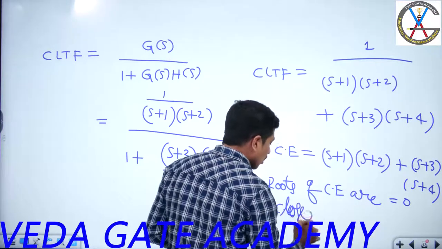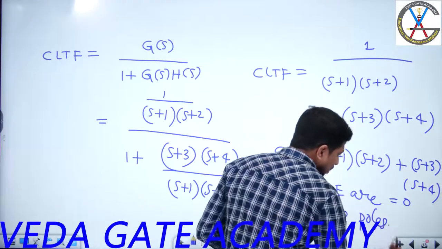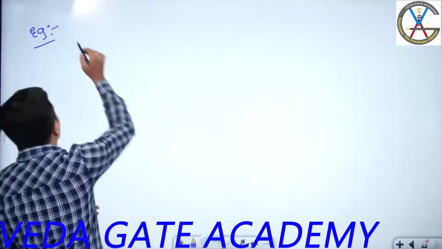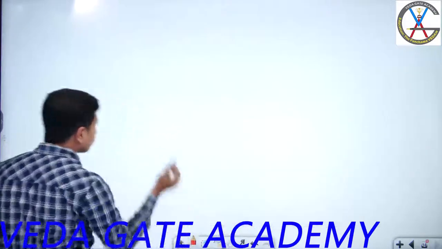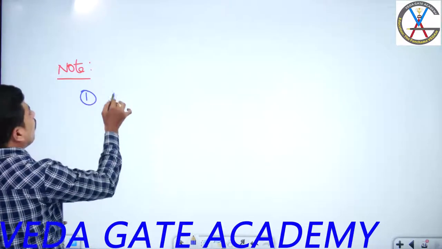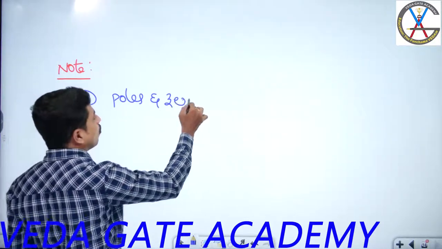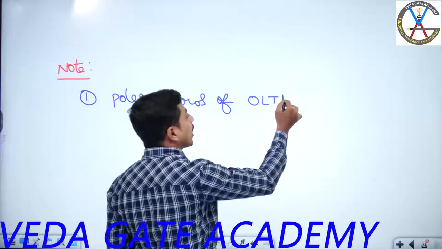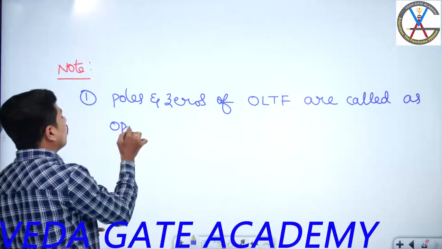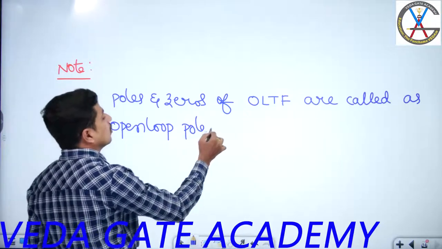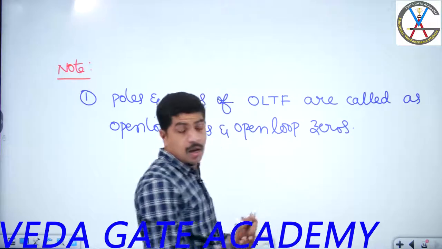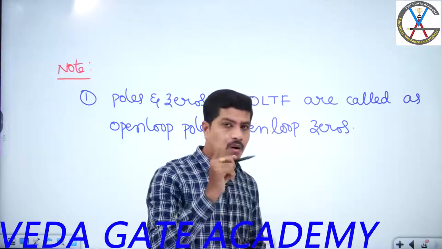Let me write clearly here. Let me take one good simple example. Or before going to the example, let's write the note points. Note, the first point is: poles and zeros of open loop transfer function are called open loop poles and open loop zeros. If you take an open loop transfer function, do not get confused.